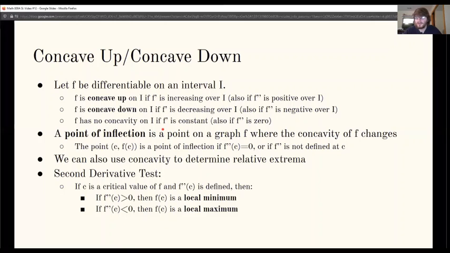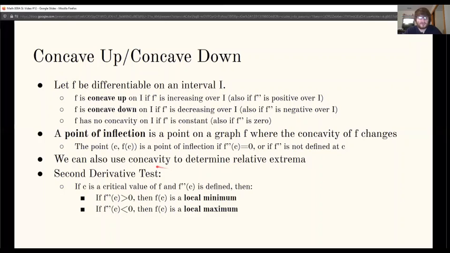And it has no concavity on I if f prime is constant, which is also if f double prime is 0. And a point of inflection is a point on a graph f where the concavity of f changes. And the point (c, f of c) is a point of inflection if f double prime of c equals 0, or if f double prime is not defined at c.